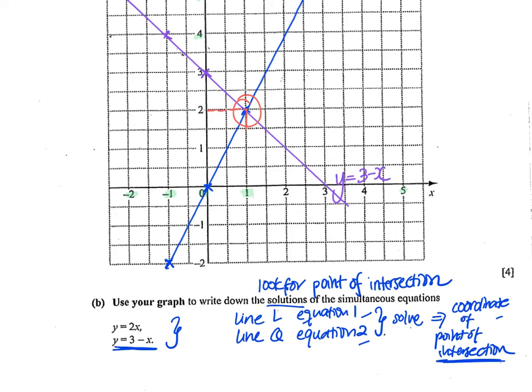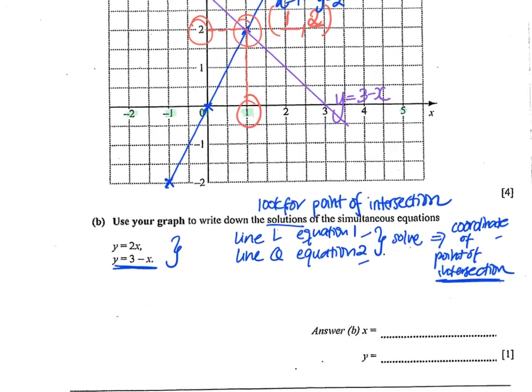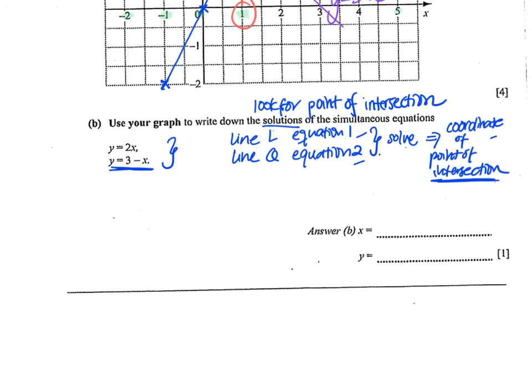At this point of intersection, what is the x number? The x number is 1. What is the y value? The y is 2. So this tells me that x equals 1, y equals 2. So from this, if I want to solve the simultaneous equation, the answers for this question will be x equals 1, y equals 2. Have you gotten the answer?